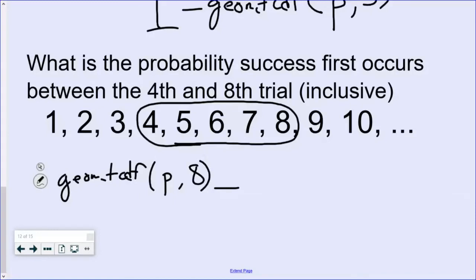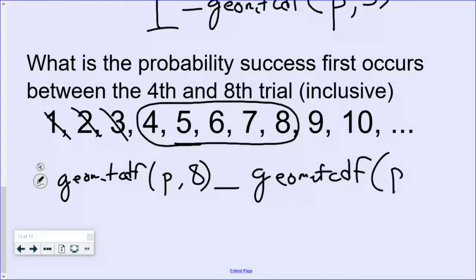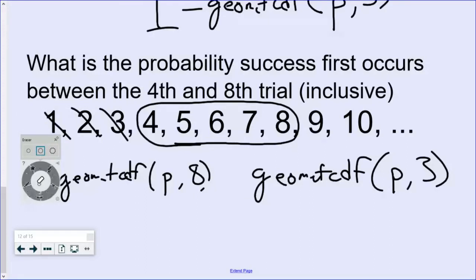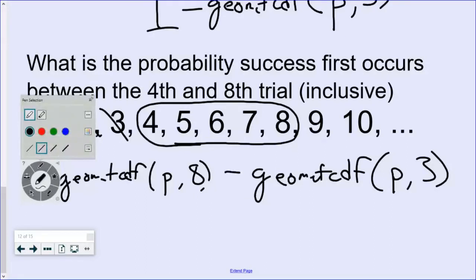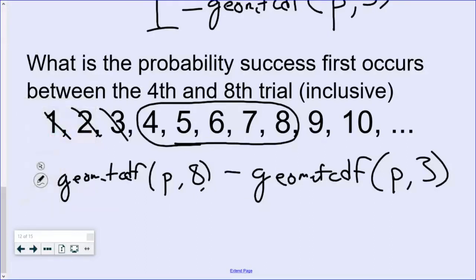And then what do I want to remove from that? Remember, we're removing what we didn't circle. I didn't circle 1, 2, or 3. So I'm going to remove a geometric CDF, whatever my chance of success was. We didn't deal with 1 here. I'm removing 3, the largest number I didn't circle. So when that's done, it's going to leave me with 4, 5, 6, 7, and 8 already added up for me.